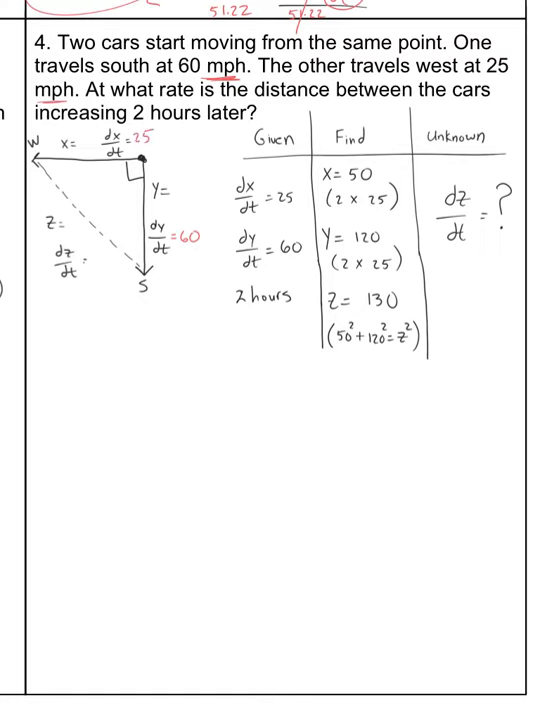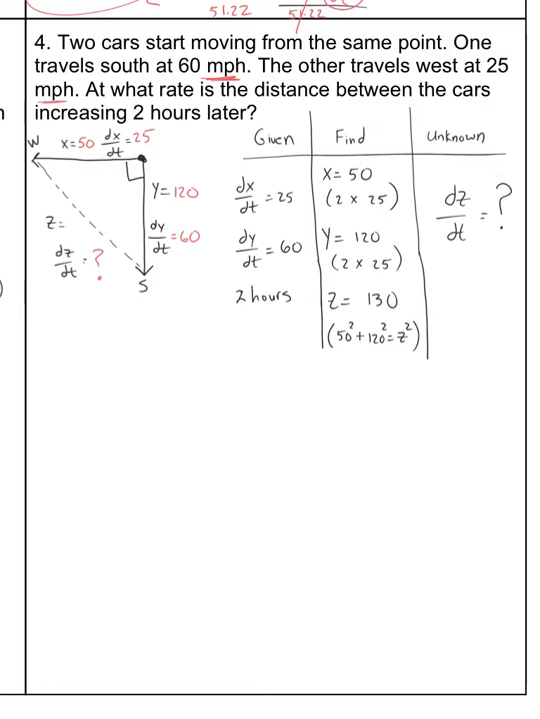All right, at what rate is the distance between the cars increasing? So the dz/dt is my unknown. We don't know that. And we have 2 hours. So 2 hours allows us to find this distance right here. If I'm going 25 miles an hour and I go for 2 hours, I have traveled 50 miles. My x is 50. For the car traveling south, if I'm traveling at 60 miles an hour and I go for 2 hours, I have traveled 120 miles.